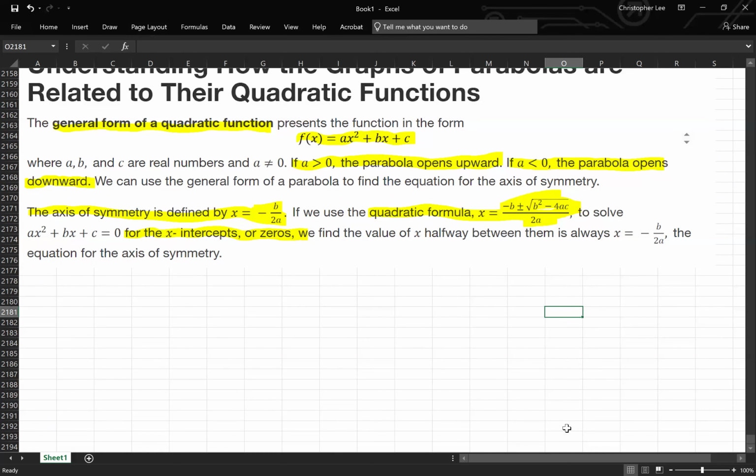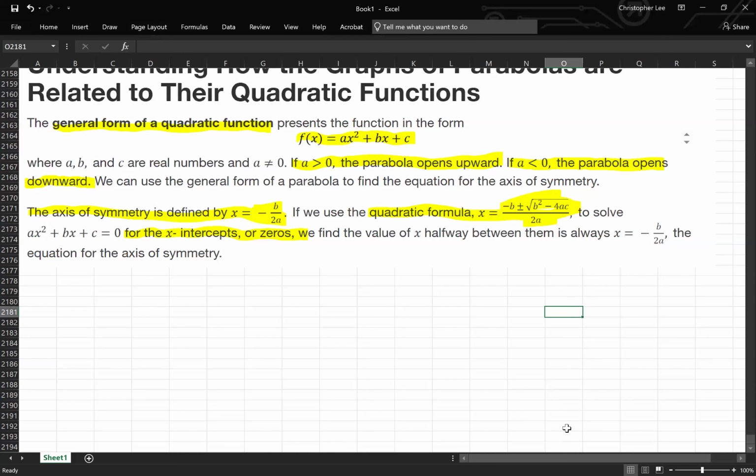We can use the general form of a parabola to find the equation for the axis of symmetry. So here goes the equation for the axis of symmetry. Again, this is not your formula sheet, but I'm just letting y'all know. The axis of symmetry is defined as x equals negative b over 2a. We use the quadratic formula on your formula sheet as well: x equals negative b plus or minus the square root of b squared minus 4ac, all divided by 2a, to solve ax squared plus bx plus c equals 0.